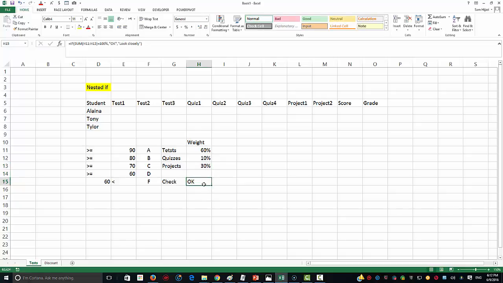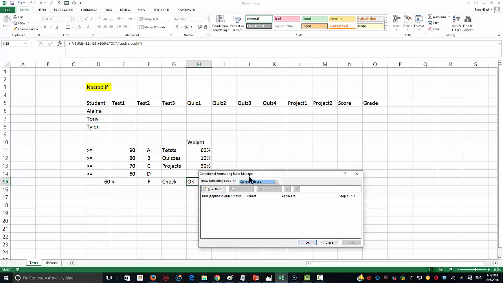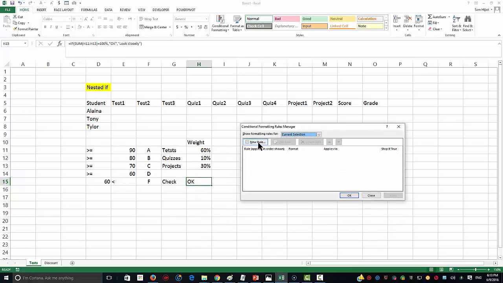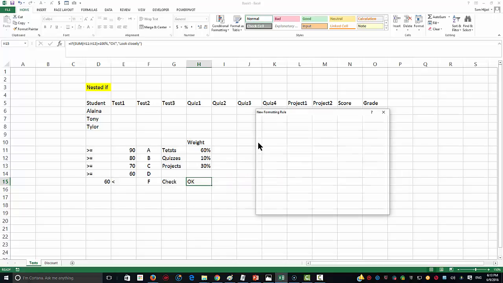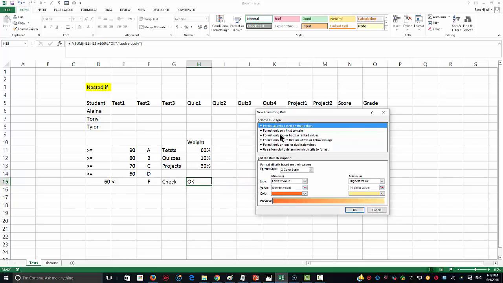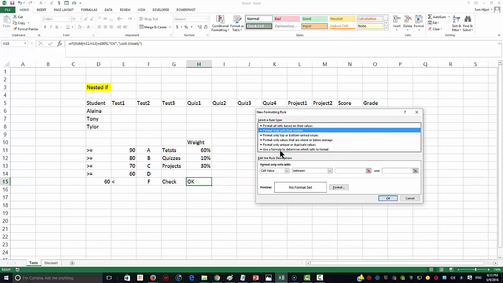Also, I want to change the background to green if it's okay, and if it's look closely, I'm going to change it to red. Then I could go to the Home tab, use conditional formatting, and apply manage rules. Since I have two rules here, I'm going to manage them like this. Format only cells that contain.